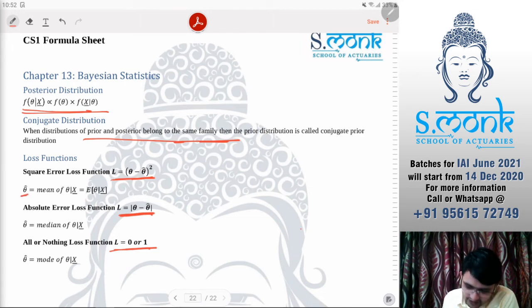So the best estimate that we can get, so that we can minimize our error, is going to be the mean of our posterior distribution in this case. In this case, it's going to be the median of our posterior distribution, and here it is going to be the mode of our posterior distribution.